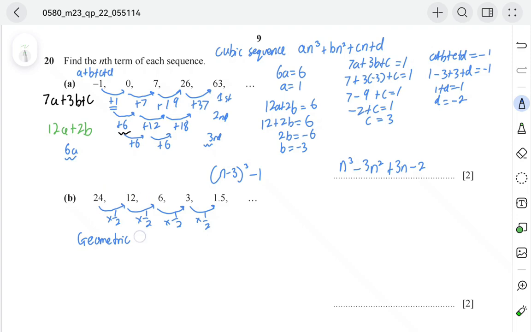So the formula for a geometric series is the nth term is equal to a r to the n minus 1, where a is the first term, r is the ratio, and that's about it. So the ratio here is a half, the first term is 24, so the nth term is 24 times half to the n minus 1. And that's as simple as it is. It's all about identifying what type of series we have.